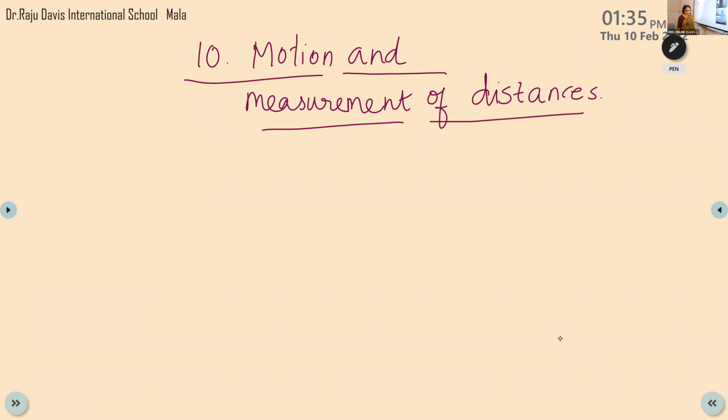Can you understand my handwriting? Yes, ma'am. So, when an object is moving, we can say that it is in motion. The definition for motion is movement of an object. Okay, movement of an object, we call it motion. Another definition: motion is a change in the position of an object with time.